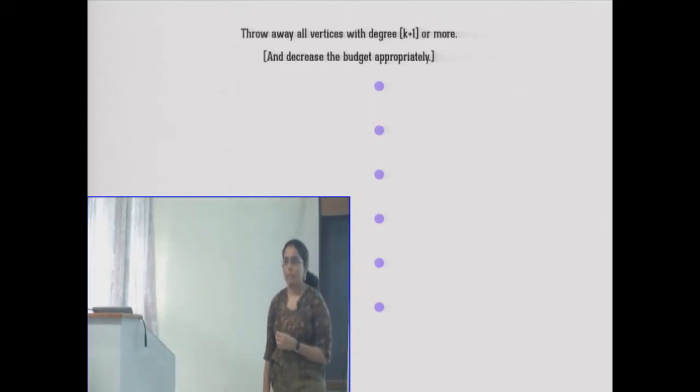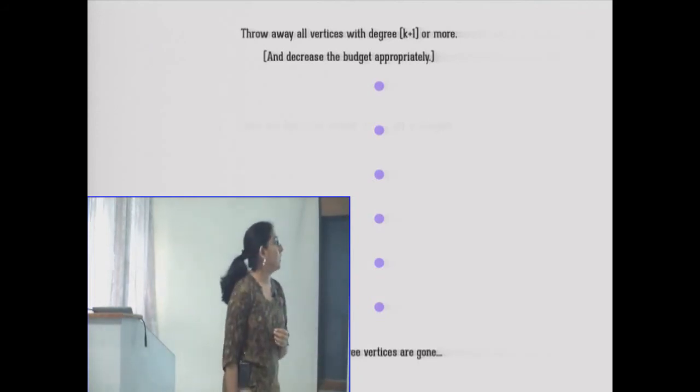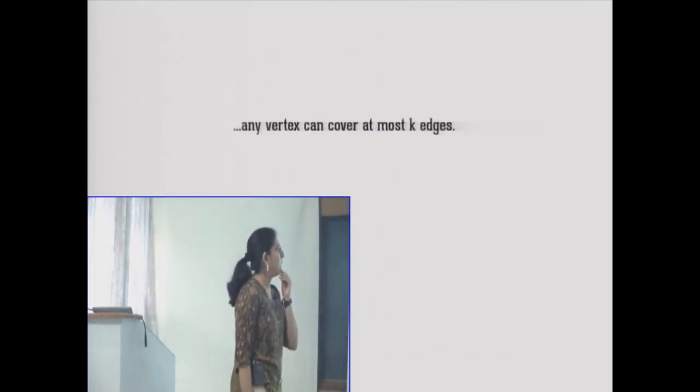Otherwise, you have a remaining budget. Okay? So let's say that the high degree vertices are gone, and let's say that there were x high degree vertices, so your remaining budget is k minus x. In the remaining graph, what's the property of every vertex? No vertex is high degree. Every vertex is covering at most k edges. This is kind of a handicapped graph. Every vertex now has a limited power on how much it can cover.